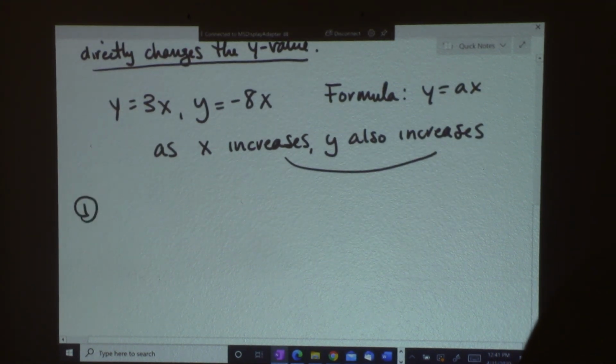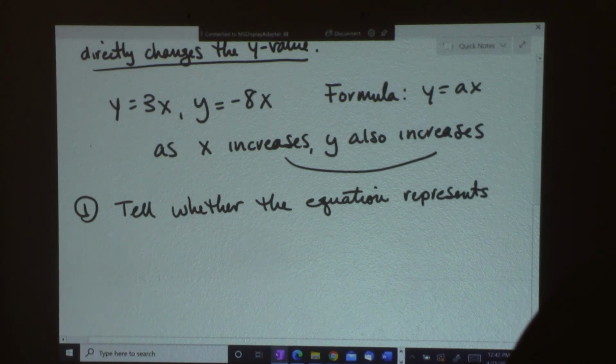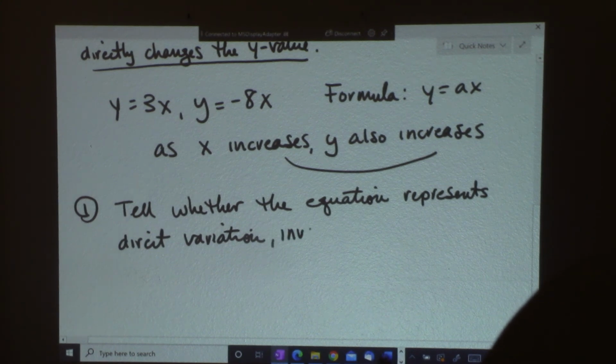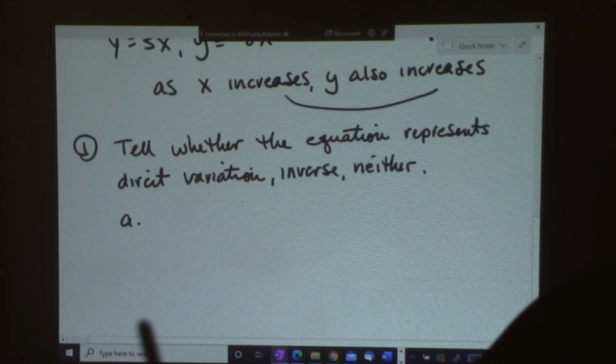Okay? All right, so let's do some examples. Number one, the directions: tell whether the equation represents direct variation, inverse, or neither. And let's look at the first one. Write this down. I'm going to change colors.